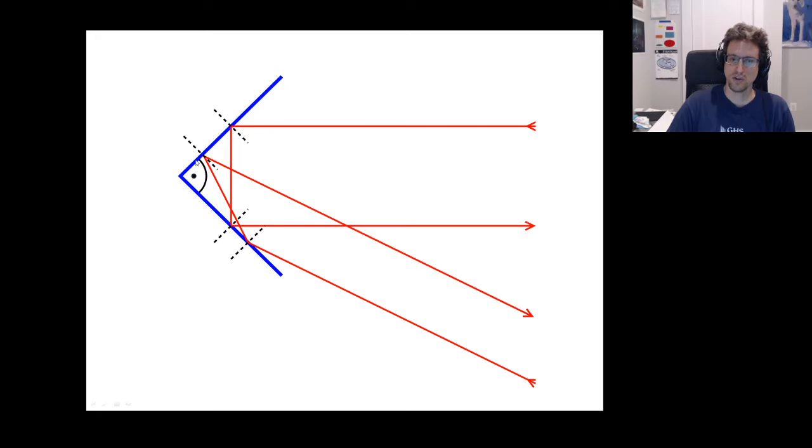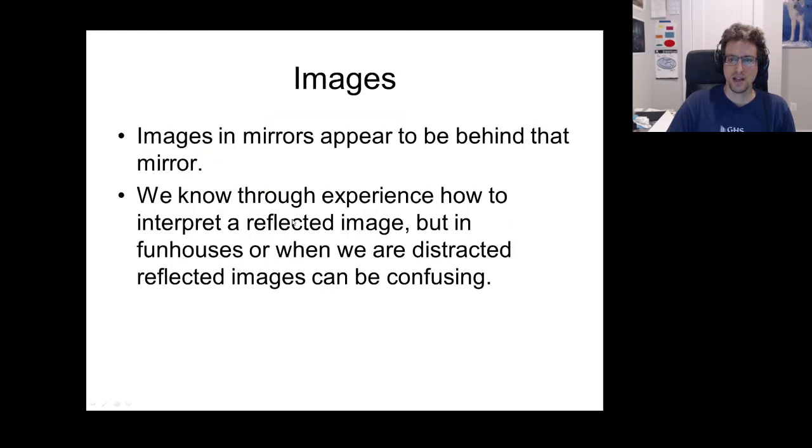Okay, we'll do a couple of problems like this during class, but they can get a little tricky. But it's not too bad. All right. So what about the image that the mirrors create? So what if you're looking in a mirror? So we know through experience that the mirror is there. We can all recognize a mirror. We know what's going on there.